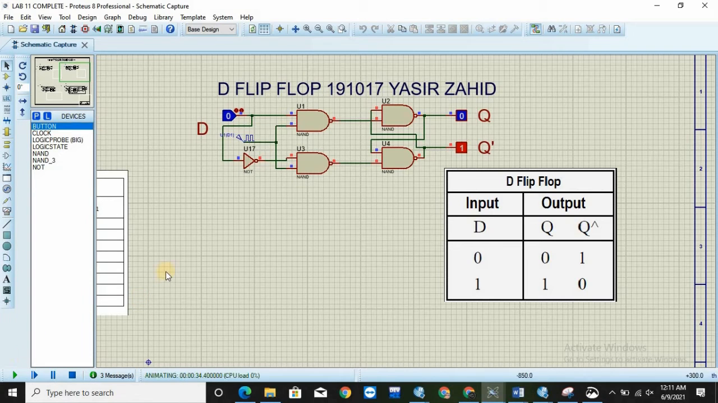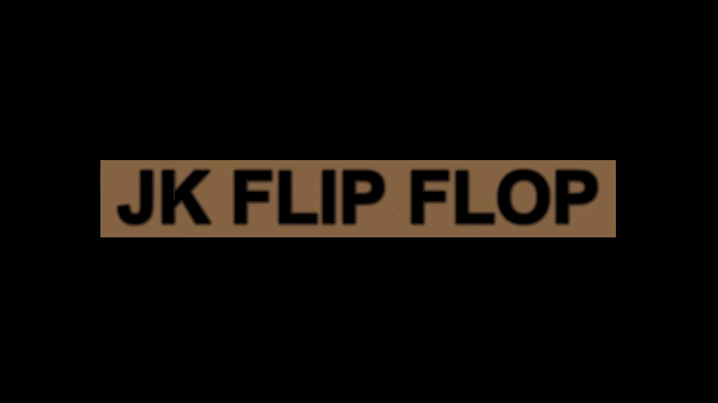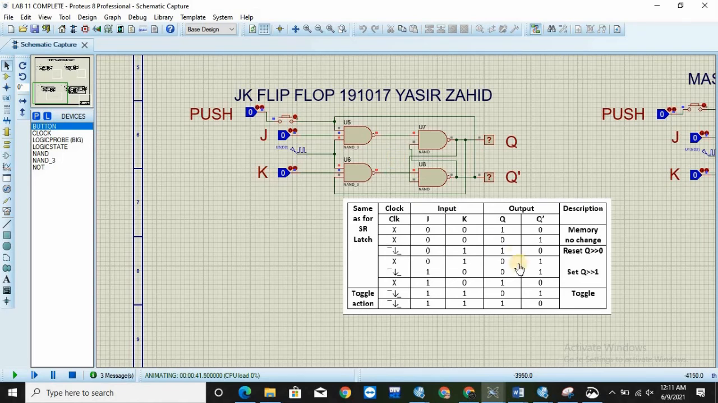Now coming to the third type of flip-flop, which is our JK flip-flop, this right here. For the invalid condition, what we got back in the SR flip-flop was the racing condition, but in JK flip-flop we get the toggle. Our memory is changed from 1 to 0 or 0 to 1 depending on what the initial output was.